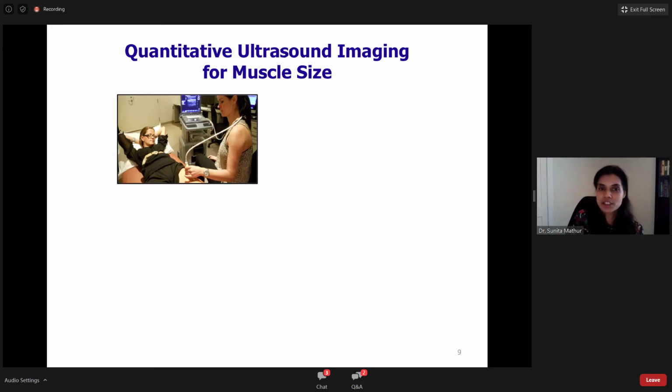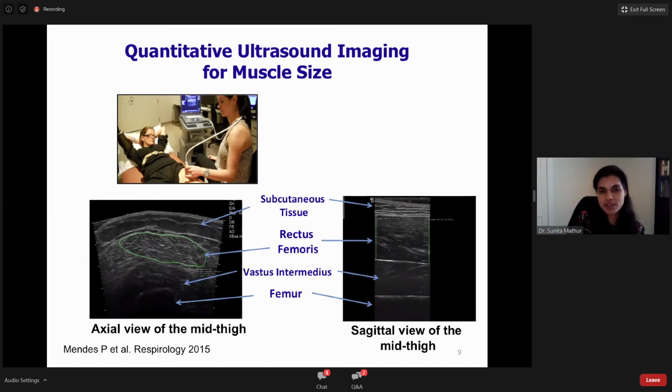It's very easy to do. You can look at muscles, individual muscles and muscle groups, and get very nice images. So this is an example of imaging the quadriceps. We can see a cross-sectional view of the quadriceps, as well as a longitudinal view to look at muscle thickness.